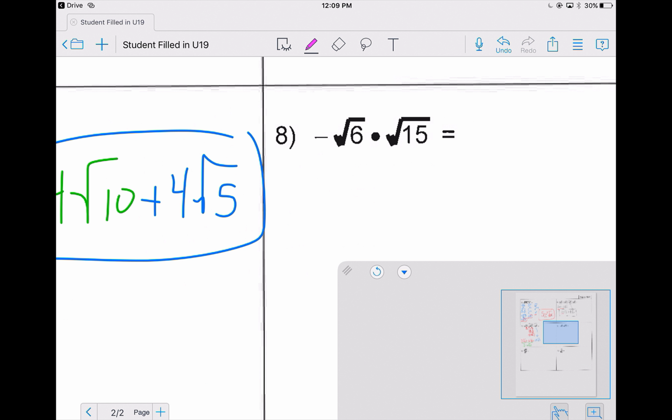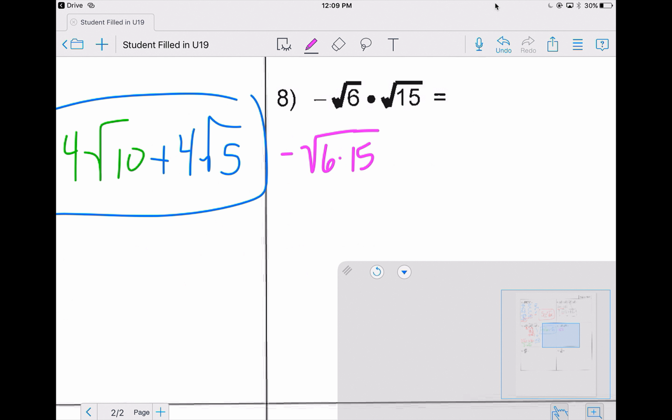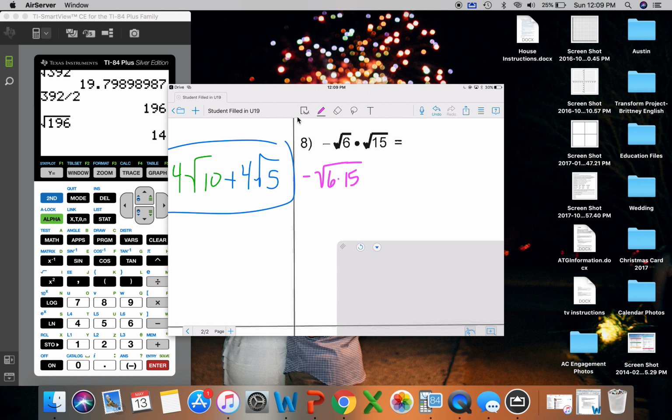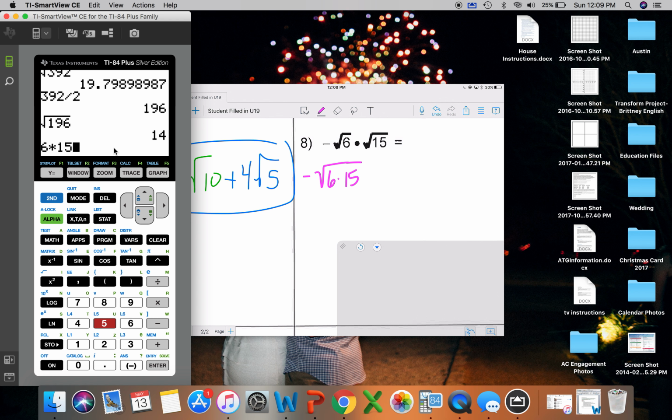When we multiply, outside stays with outside, inside multiplies with inside. So the negative stays out front. 6 times 15 gets rewritten inside. So on my calculator, 6 times 15 is 90.